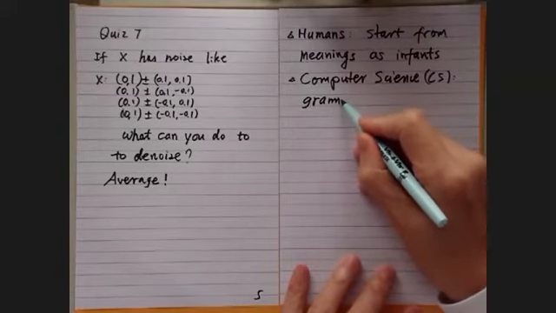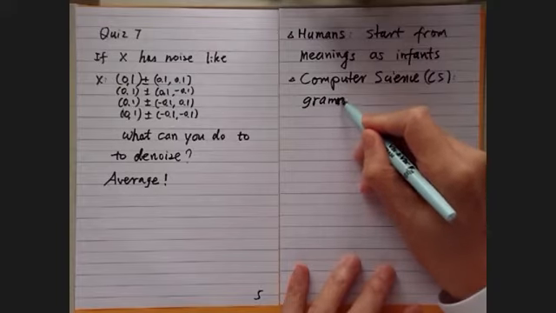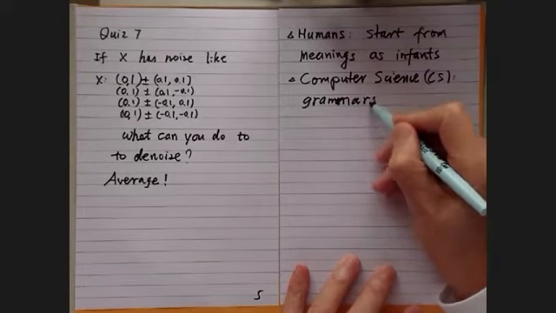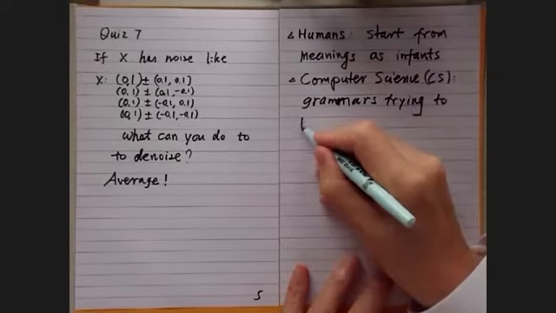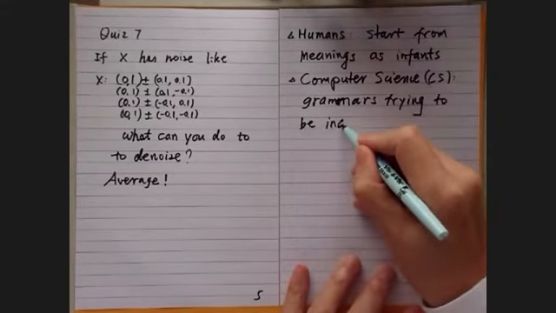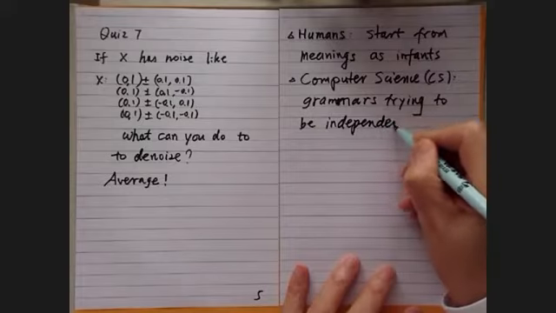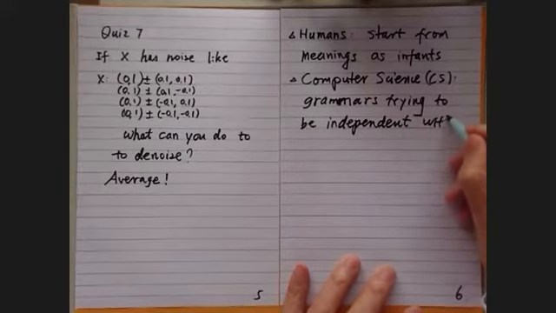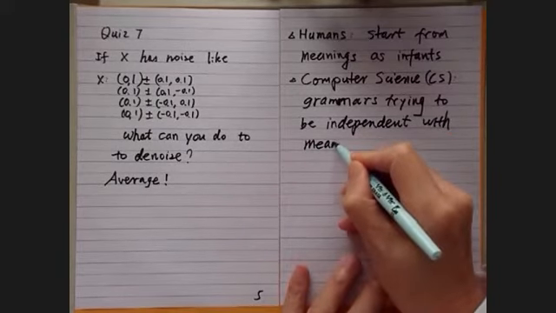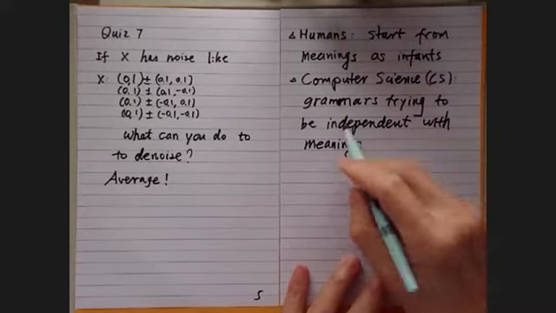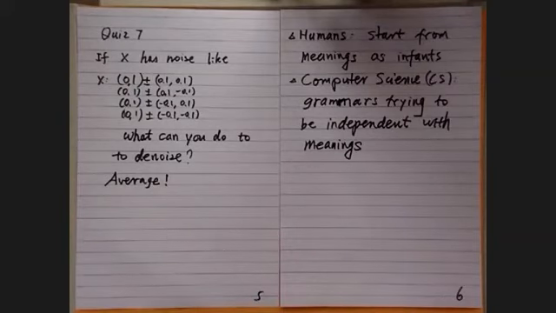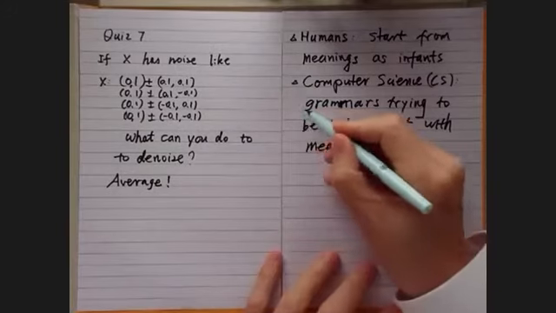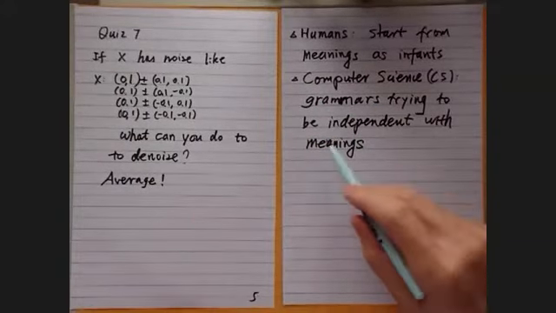And in computer science, we have grammars, trying to be independent with meanings. That's what we'll continue learning. And that's bad, because our images are vectored. And we have grammars. We have regular grammar. Later on, we have context-free grammar, and context-sensitive grammar. We'll talk about the general grammar; the general grammar is still not grammar because it's independent of the meaning.